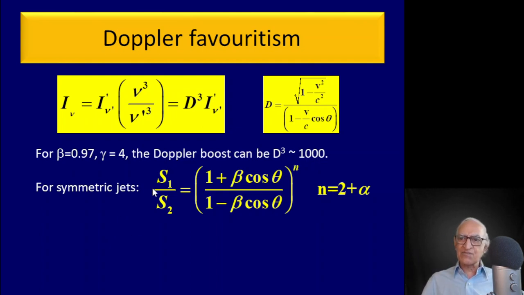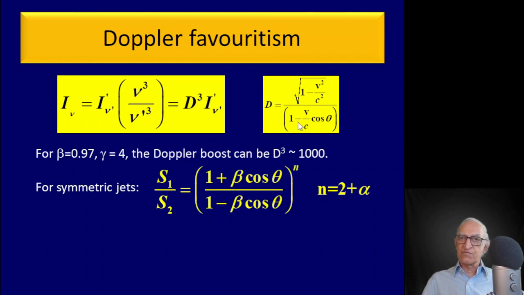And let us say the surface brightness, S1 and S2, or the surface brightness of the jet that is approaching you and the jet that is receding from you, are related by this formula, 1 plus beta cos theta divided by 1 minus beta cos theta. Where does this come from?